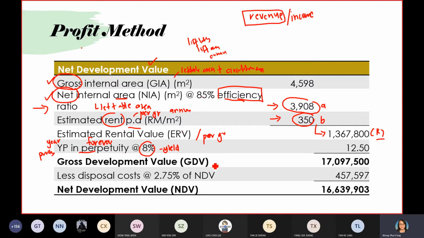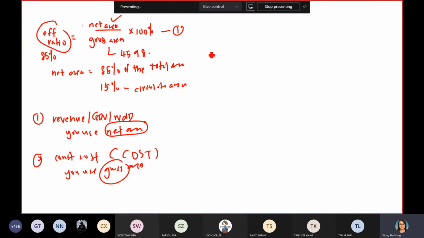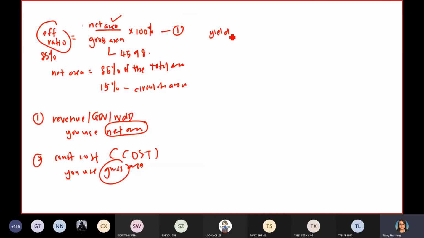For commercial property, definitely they will have yield. If you don't know how to get the yield, very simple. You just use the formula as I always told you. The yield formula is always the annual income divided by the property price. Later on I have a slide. I will show you how to get the yield.